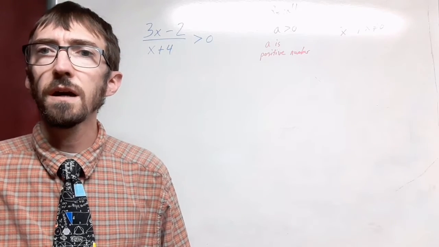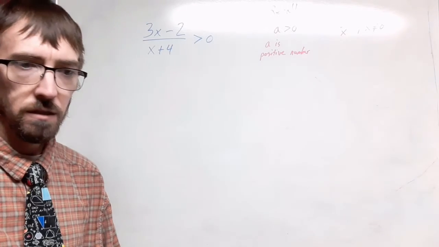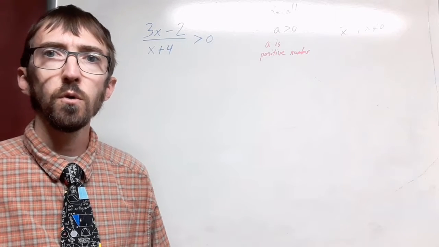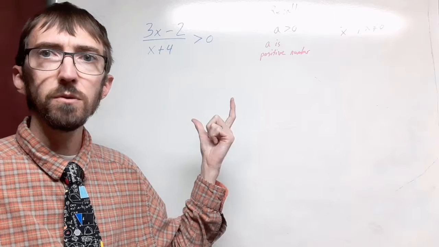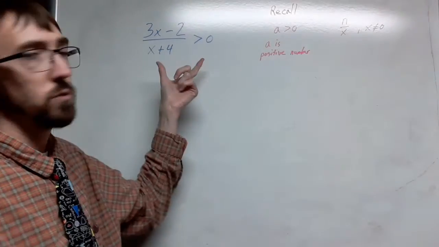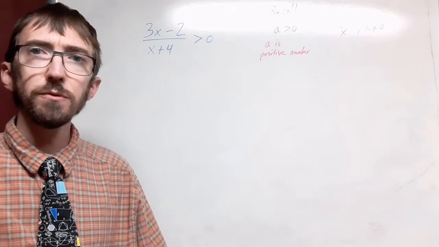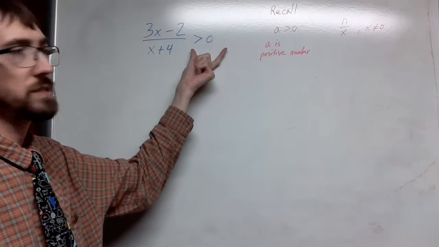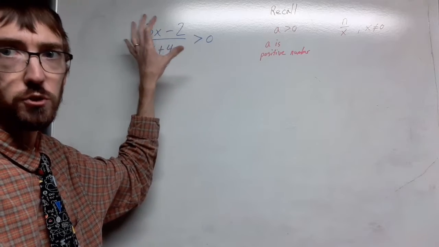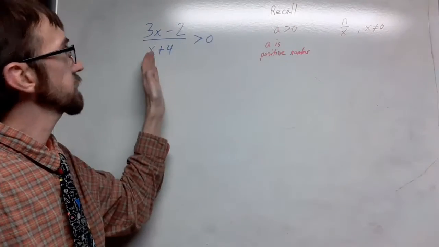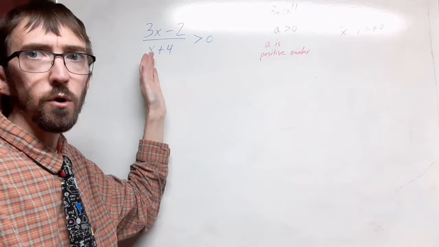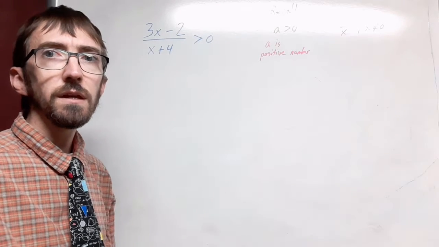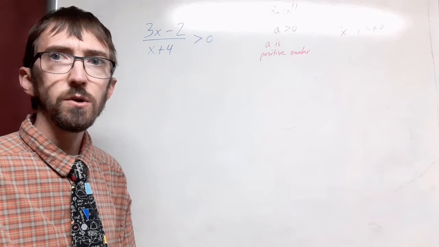Hello, math friends. I am going to look at finding the domain for a rational polynomial where we have an inequality. So a couple of things we want to recall first. Some number greater than 0 means that whatever this is should be positive. So whatever x's we choose to put in for our input must make this positive. So that's going to be a constraint on our domain.